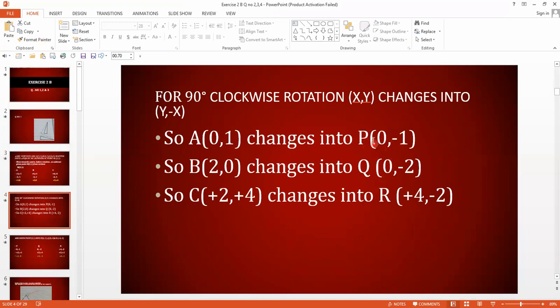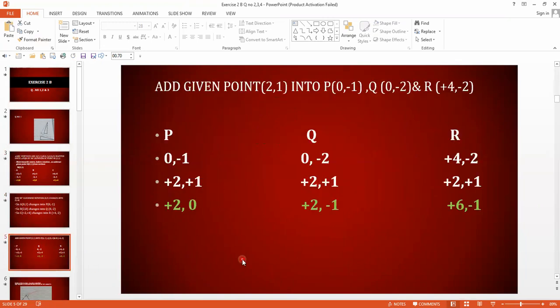What are these points? 0 and minus 1, 0 and minus 2, plus 4 and minus 2. And then again we have to add that point, and we will get plus 2, 0, plus 2, minus 1, and plus 6, minus 1. So we have to draw a triangle PQR using these coordinates. What are these coordinates? Plus 2, 0, plus 2, minus 1, and plus 6, minus 1.